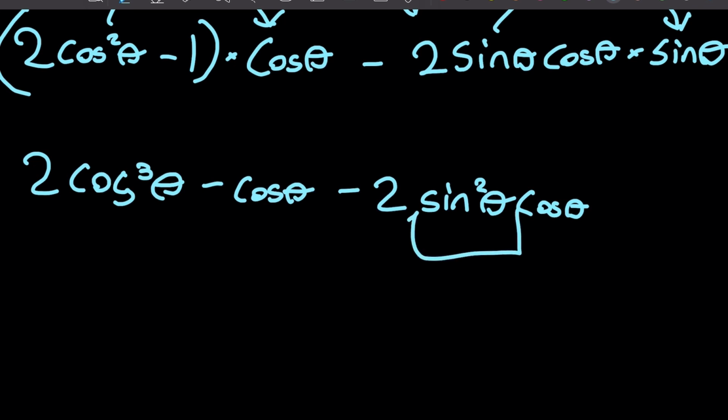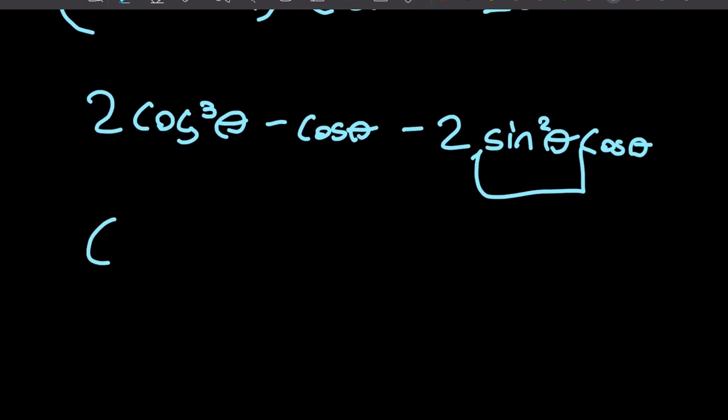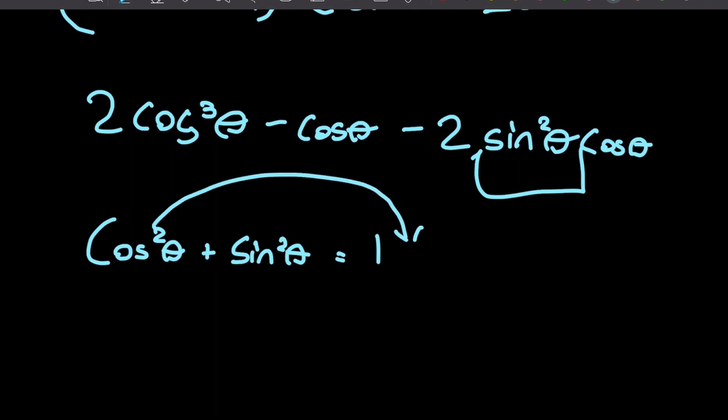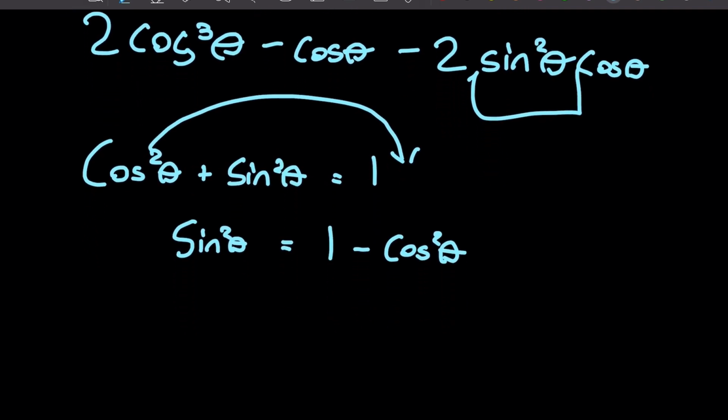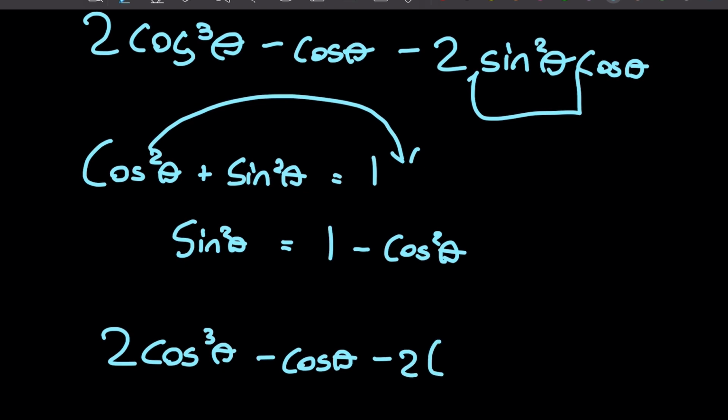So from the fundamental identity that I keep on bringing up, cos squared theta plus sine squared theta equals 1. Well, if we were to transpose for it, sine squared theta equals 1 minus cos squared theta. And this is how we could relate sine squared theta and cos squared theta. So in the end, we could have 2 cos cubed theta minus cos theta minus 2 times 1 minus cos squared theta. And this will be multiplied by cos theta.